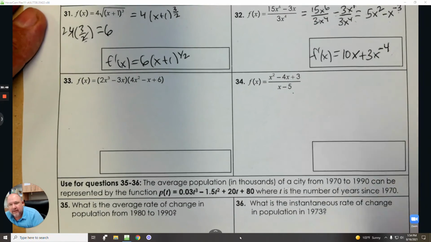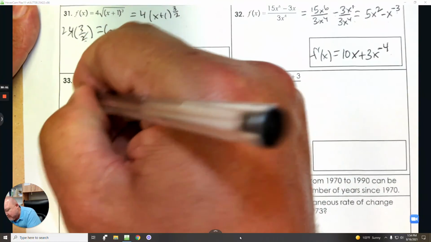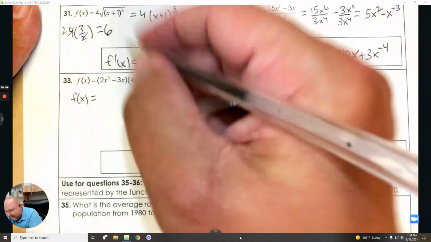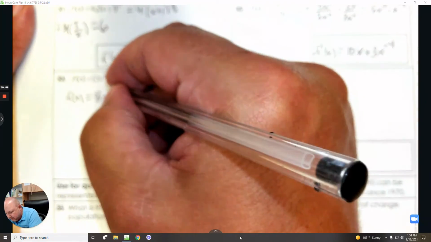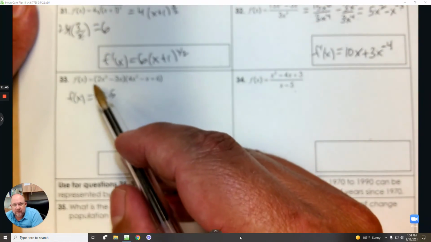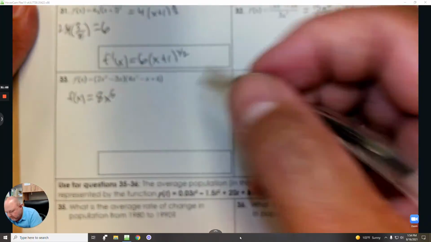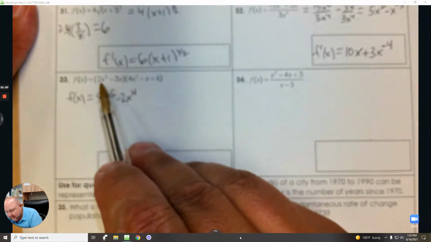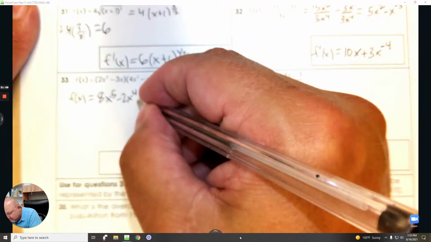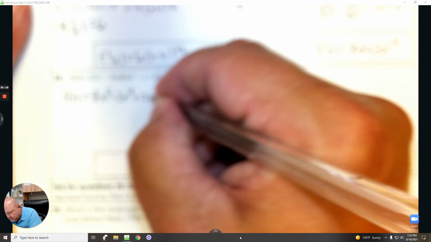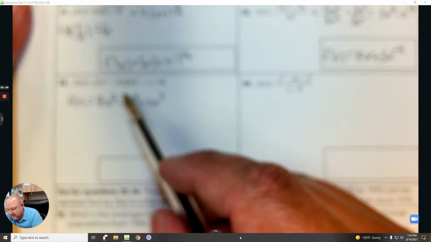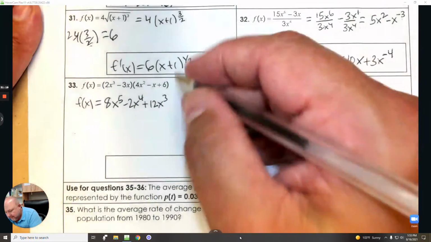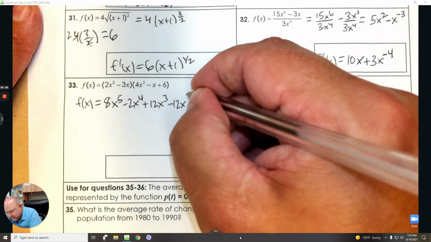In this example, we're going to multiply it out first and then take the derivative. So we're going to FOIL. First times first. So that's 8. And then add the exponents. We're going to go first times the middle. That's negative 2x to the 4th. First times the last. That's 12x cubed. Now we're going to do the same thing with the second term. So negative 3 times 4 is negative 12x to the 3rd.